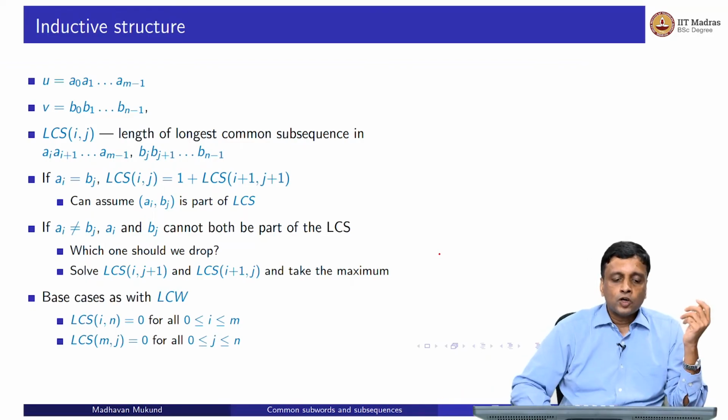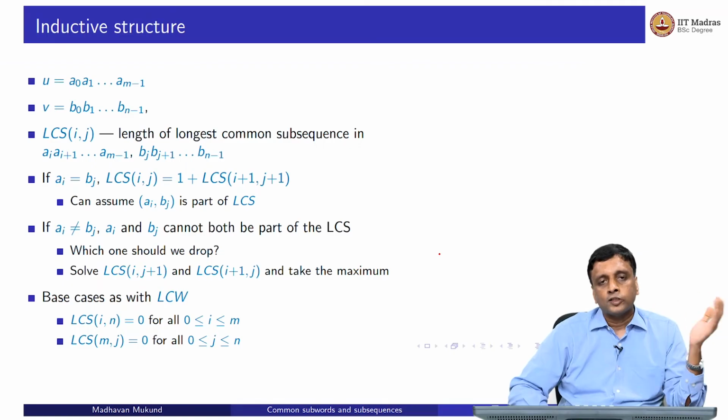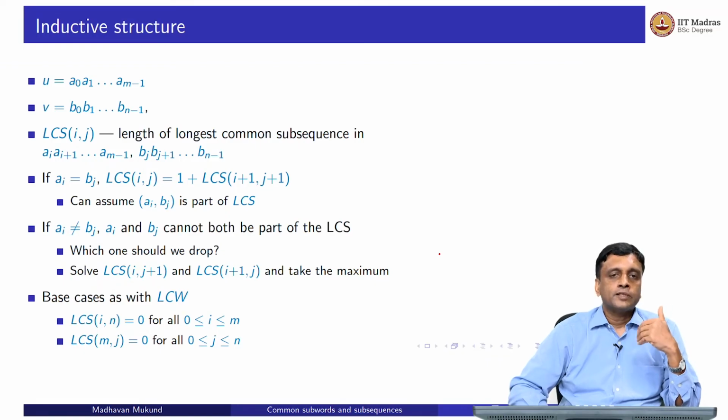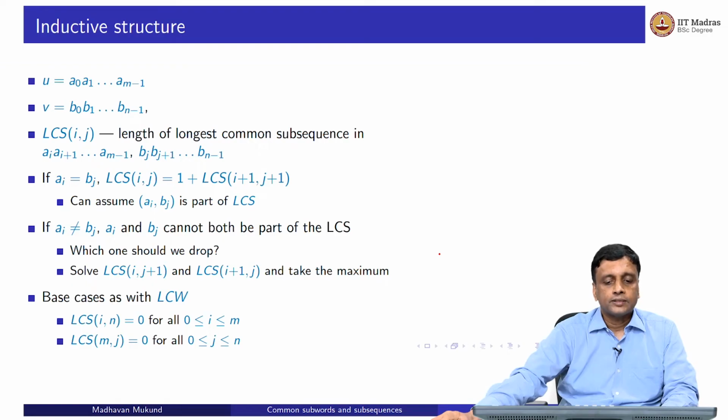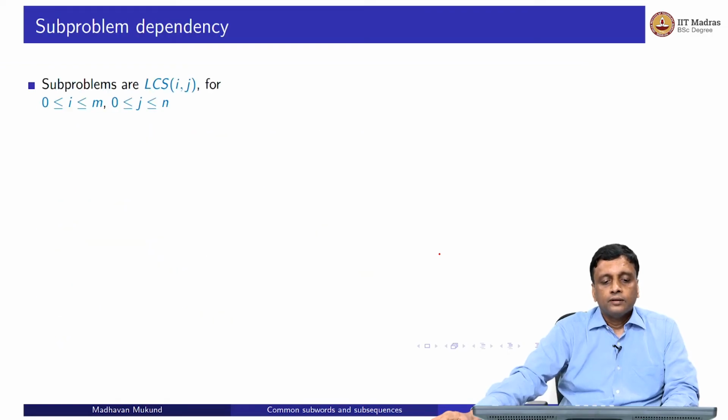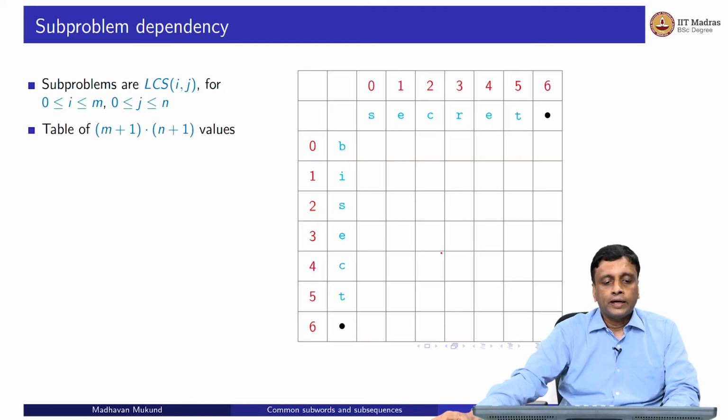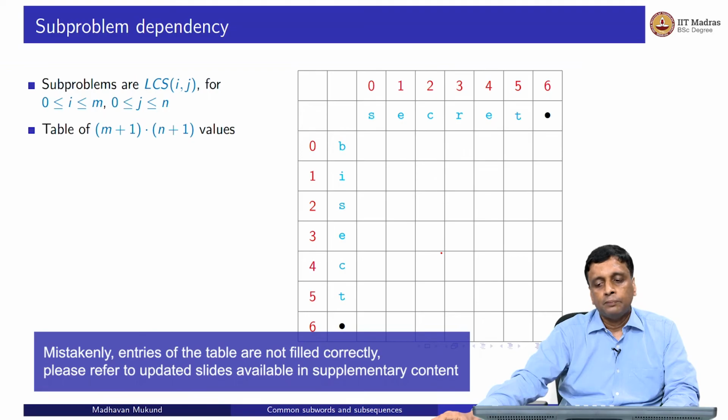So as with the longest common subword, the base case comes when one of the two strings becomes empty, then all the longest common subsequences become 0. So when I have either I comma n or m comma j, the longest common subsequence is going to be 0, just for the same reason as it was for the LCW case. So once again we have these subproblems of the form LCS I comma j for all I comma j. So we have this m plus 1 times n plus 1 table of values.